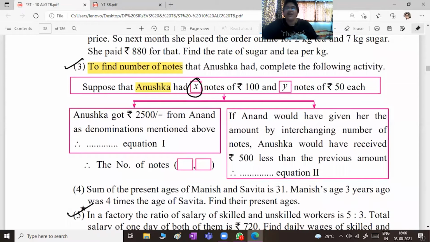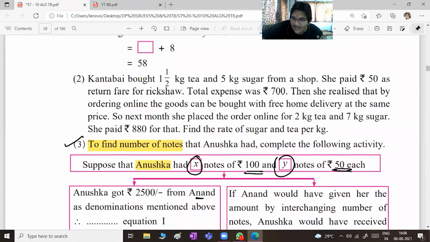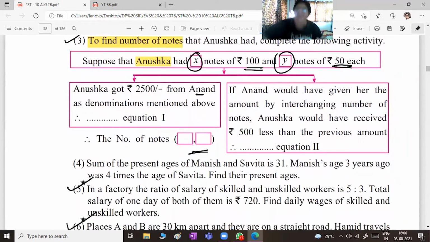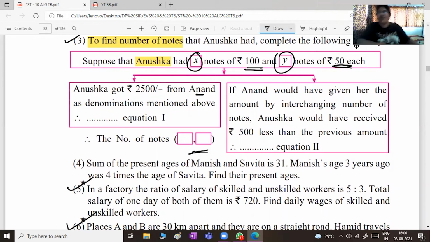Suppose Anushka has x notes of rupees 100 and y notes of rupees 50 each. Anushka got rupees 2500 from Anand in the denominations mentioned above. This will be your equation number 1. If Anand had given her the amount by interchanging the number of notes, Anushka would have rupees 500 less than the previous amount. That will be your equation number 2. These are the two conditions. That was all in the question. So let's start solving. As we go on solving, you will get the hint.